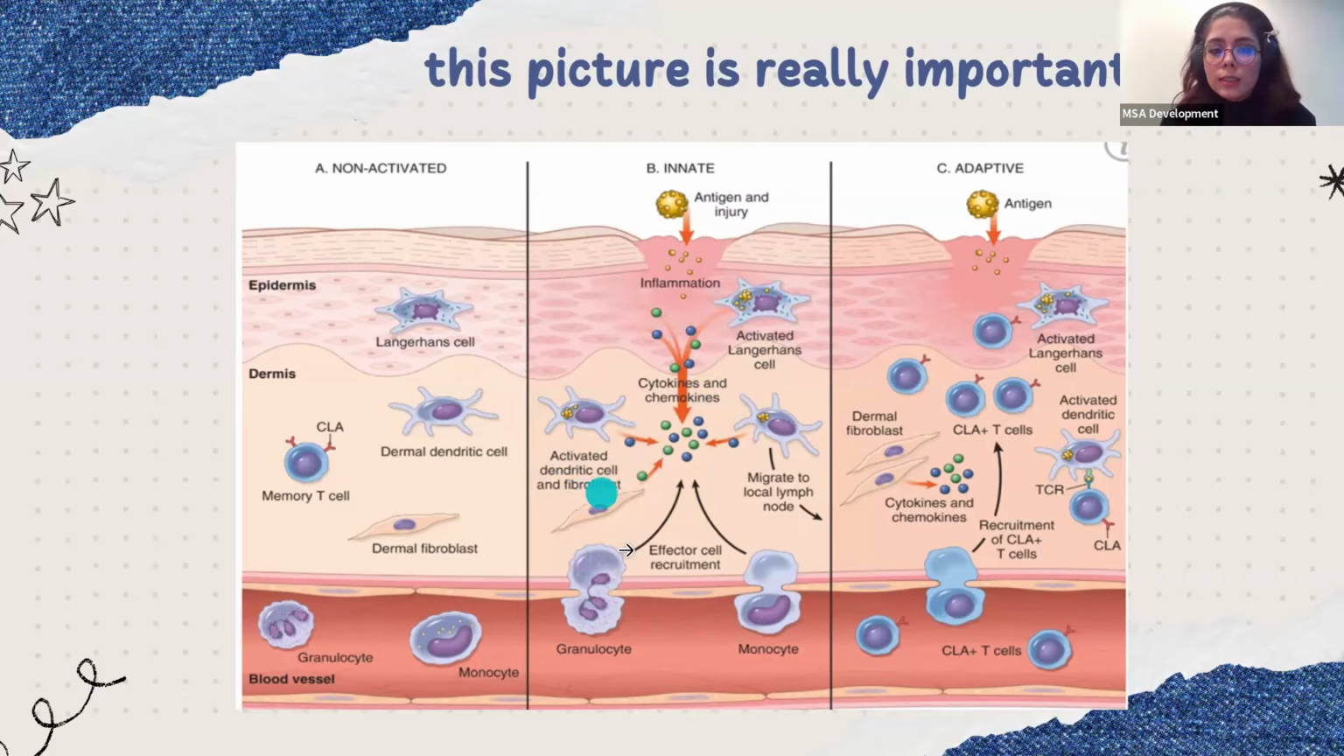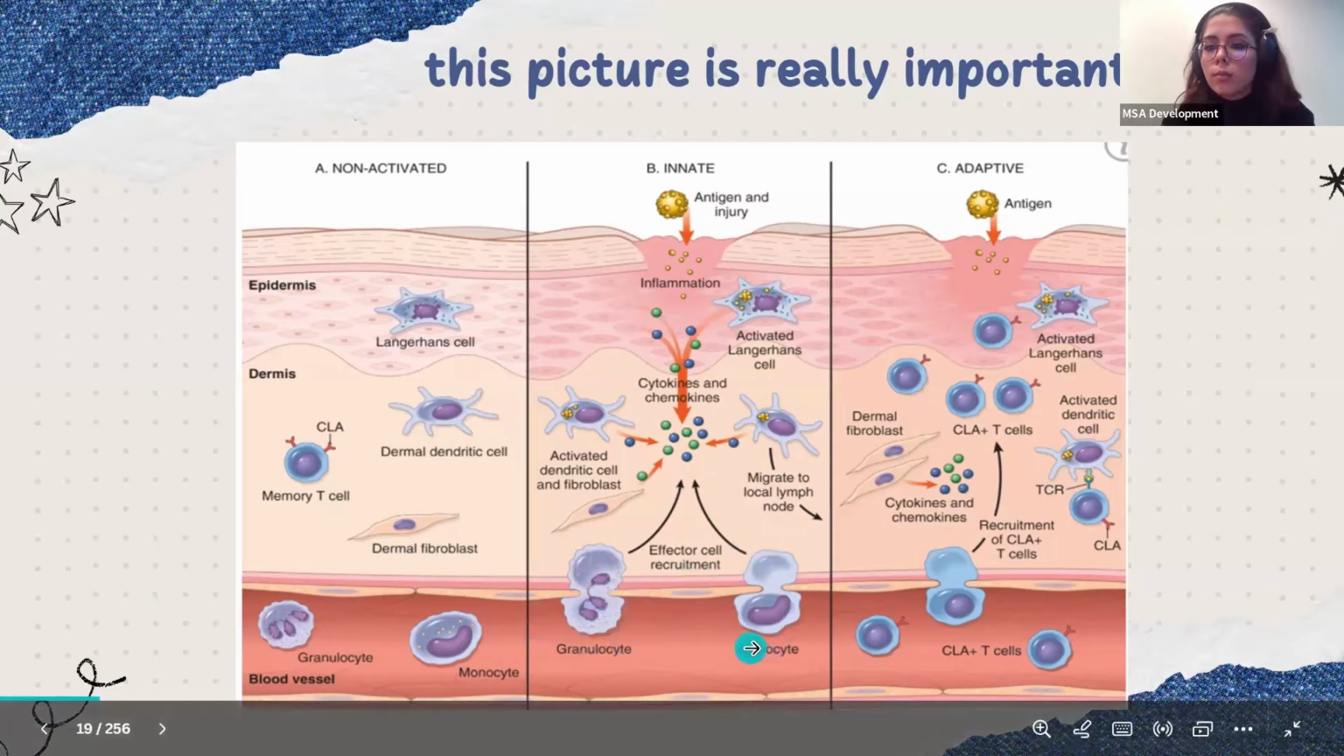Dendritic cells become active, fibroblasts become active. The reason fibroblasts become active is because you need to repair the skin because you can't always have a cut. Otherwise, you're going to get sepsis and other nasty infections. These also migrate to the local lymph node, so that they tell other cells, like, hey, let's get to work. This is a new antigen.